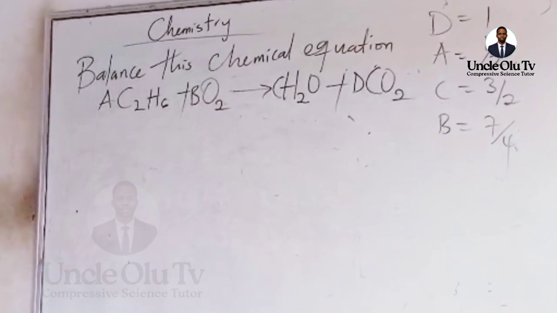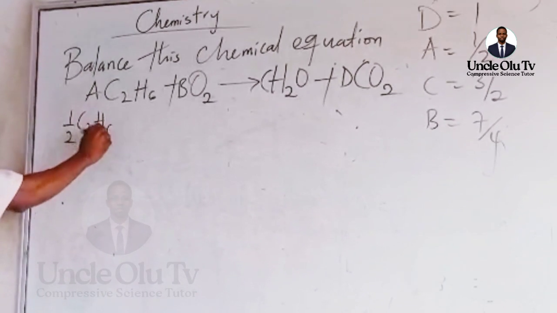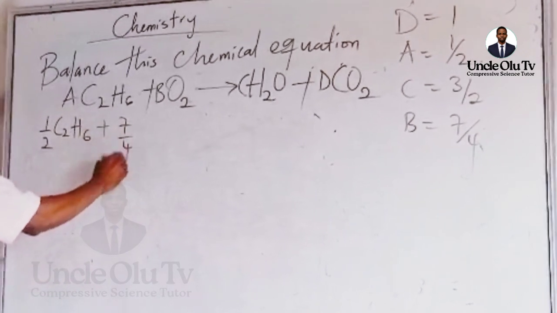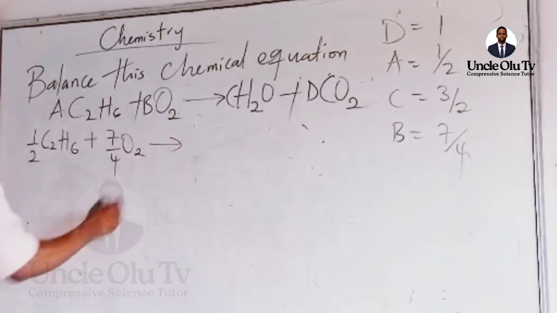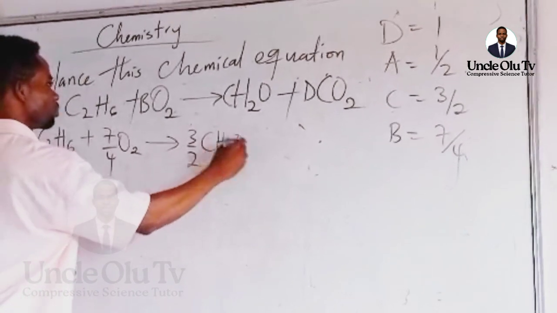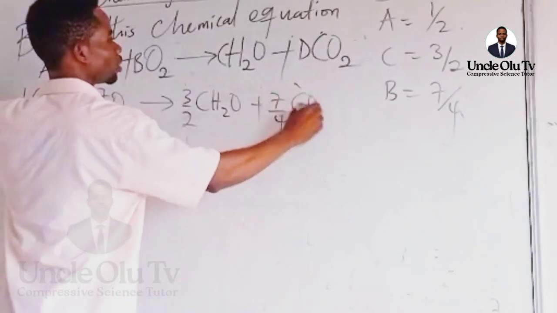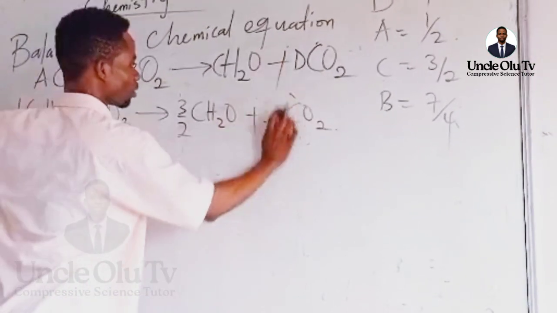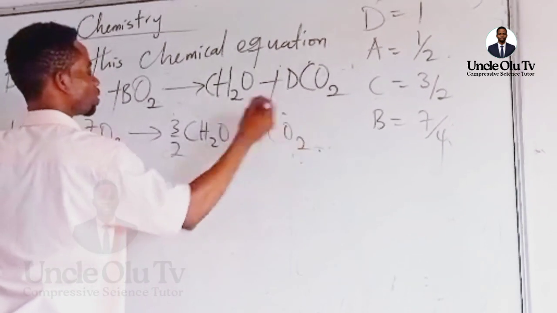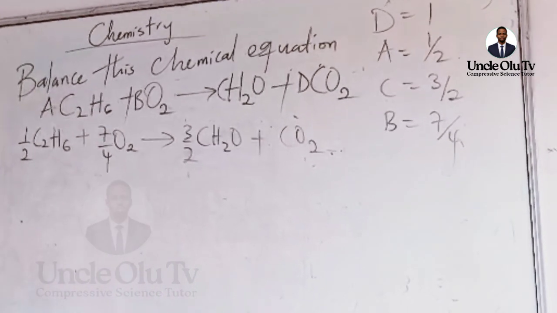Now that I've got all our coefficients, our A is 1 over 2 C₂H₆, plus our B is 7 all over 4 oxygen gas, our C is 3 all over 2, and our D is 1. So there's no need of putting 1. Now, what is the LCM of 2, 4, 2? That is 4.